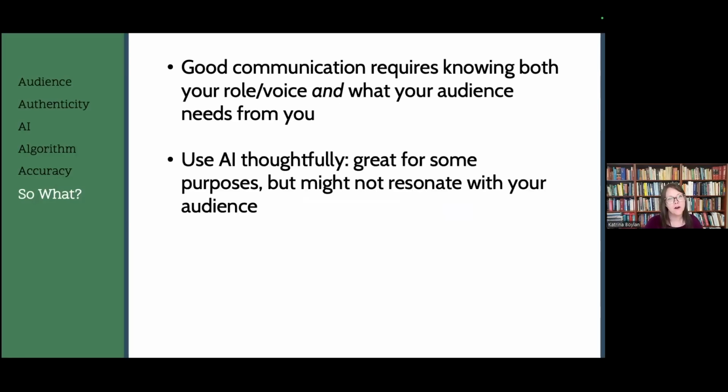I also would encourage you to use AI thoughtfully. Again, I think it's great for some purposes, but it might not always resonate with your audience. And so thinking about what your audience is looking for, what they value, and what they're looking for from you can help you make some good decisions about when this is probably an okay thing to do, versus maybe try a different route.